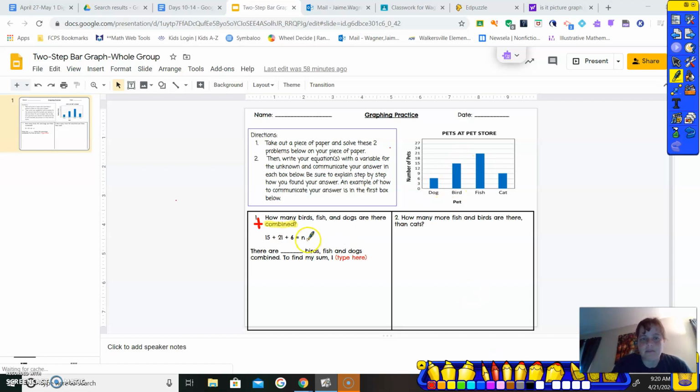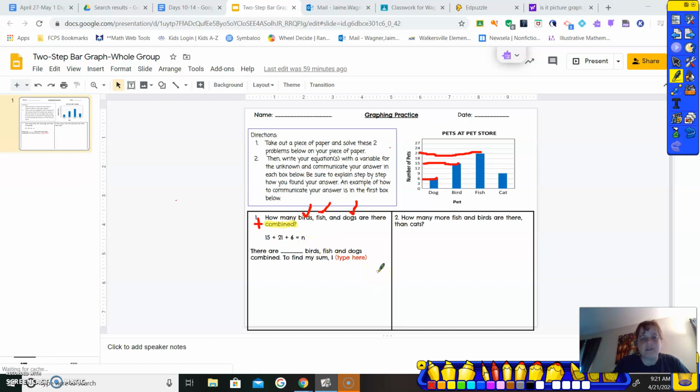Now, when I'm looking up here at the problem, let's take a look at birds. If I go straight across for birds, 15. And that's where that 15 number came from. So that's my birds. Fish. All right, I'm going to go up here to fish. I'm going to go straight across, and 21. That's where the 21 came from. And then dogs. I'm going to go over here to dogs, and I'm going to go straight across, and it's at 6. And now all I need to do is add them.